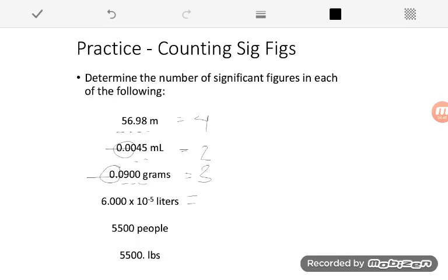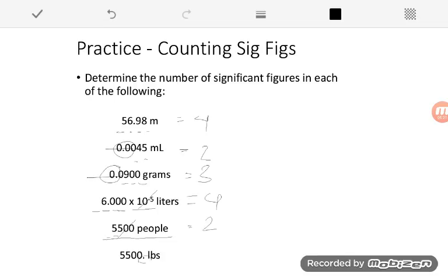All right, same thing here. There's a decimal, so I'm going to start counting from the right. This just indicates scientific notation. It doesn't affect my sig figs at all, so I'm just going to ignore that as far as my sig figs go. So I'm going to look at the 6.000. 1, 2, 3, 4. Okay, I have 4 sig figs because trailing zeros count if there's a decimal place. There is no decimal place in this number, so I'm going to ignore those trailing zeros. So here I'm just going to have 1, 2 sig figs.